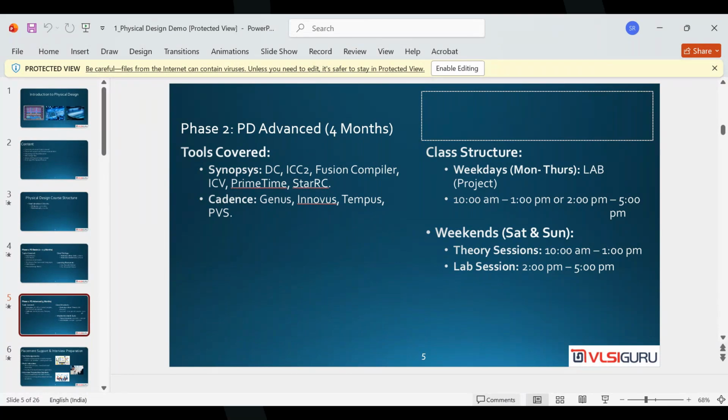There are people who are working in the IT sector or don't have time to visit the institute. So they can opt for online live sessions. In the online session, you can attend the weekend batch. You don't have to attend on weekdays. For working people we have weekend batches, where the theory session and lab session both will be conducted on weekends. The first half will be for theory, the second half for lab.